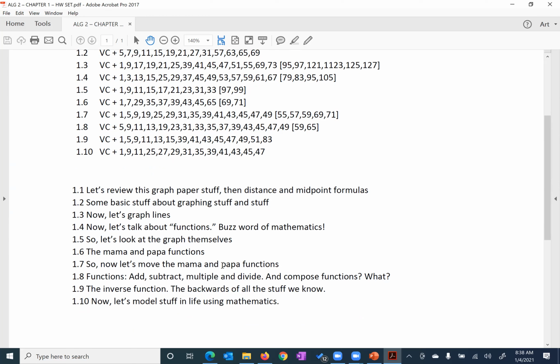With numbers, what we do is just add, subtract, multiply, and divide, right? But with functions, we have this extra little thing we can do called composition. 1.9 is going to be the inverse function. How do we go backwards? Can we do backwards stuff with functions? And then we got some modeling to do in 1.10, and then we have a little test. That's kind of where we're at, just so you guys know, have it with you.